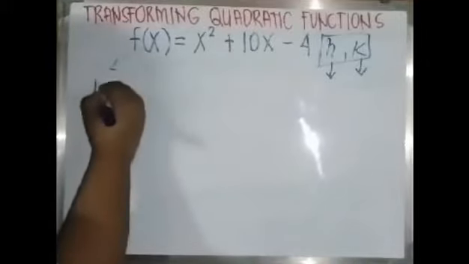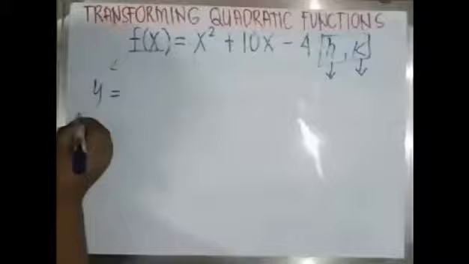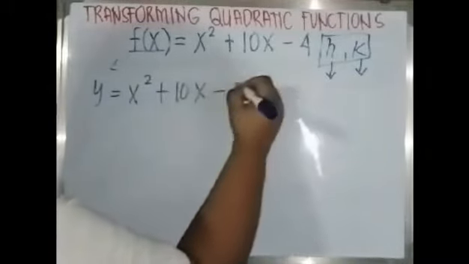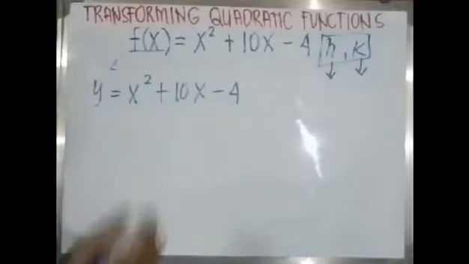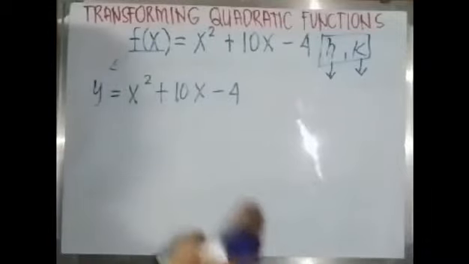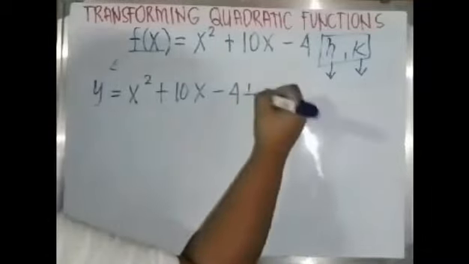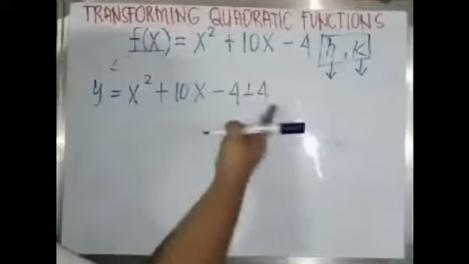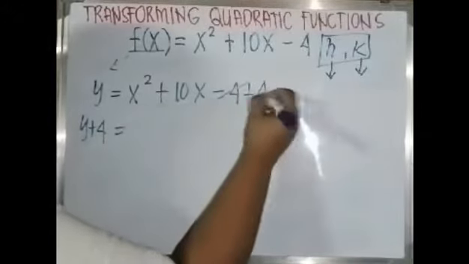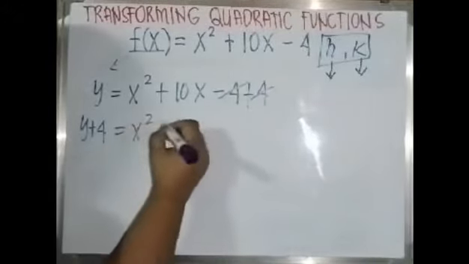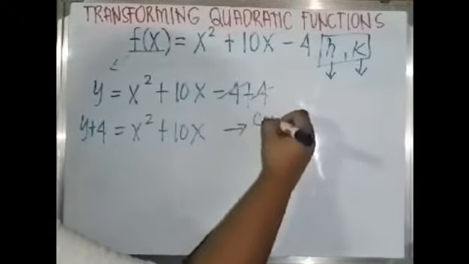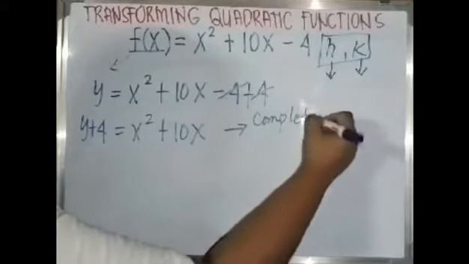Your f of x is equal to y. F of x is also y. X squared plus 10x minus 4. Next, we need to transfer negative 4 to the other side of the equation. You can do the transposition, that is the easiest way, or you can do the addition property of equality. So, you add 4 to both sides of your equation in order for you to remove this. This will become 0. So, y plus 4 equals x squared plus 10x. Now, in this part, we will do the completing the square.